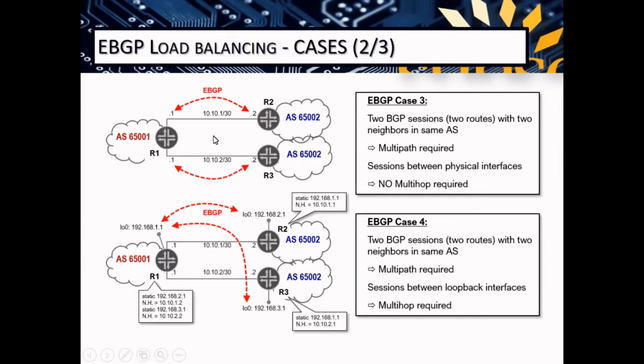Now in these two other cases, I have two neighbors, so I'm going to be receiving two routes. If I'm receiving two routes, I'm going to need multipath to allow load balancing to happen, so that the two next hops are available. Every time you have two neighbors, three neighbors, multipath is going to be required. Now this option uses the loopback, and this option uses the physical interfaces, so this one also needs multi-hop to be configured.